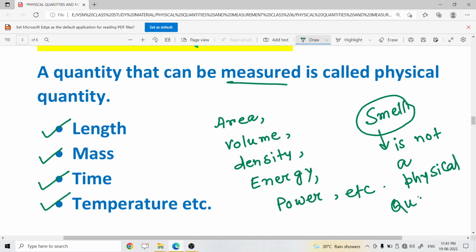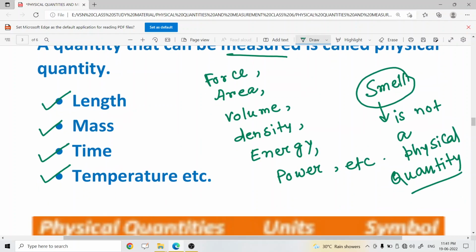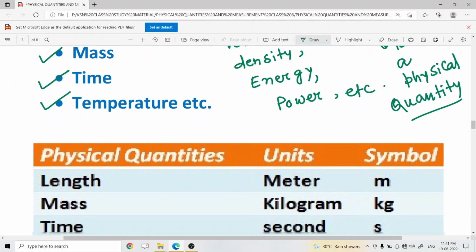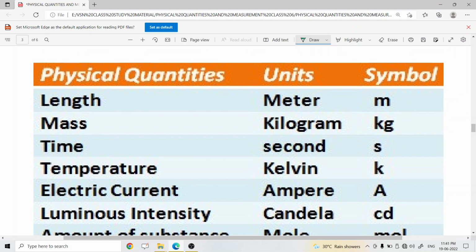Physical quantity. Why? Because actually smell cannot be measured. Otherwise here we can see length, mass, time, temperature, area, volume, density, energy, power. Also we take force. All these things are quantities because they can be measured by any process. Now here we just use a table for easily understanding different physical quantities, their units and also their symbols.